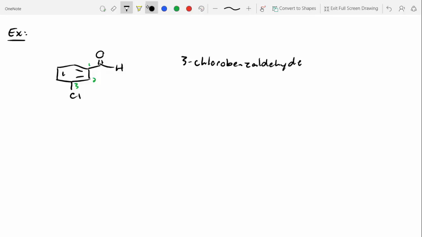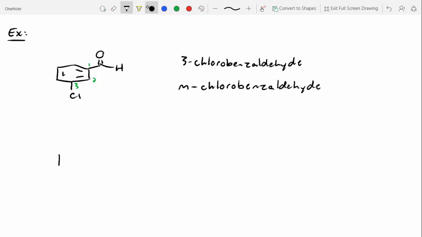What would the other acceptable name be? What would it be? Not quite. Para is when you've got things oriented opposite sides of the ring. Meta. All right, so you could call this m-chlorobenzaldehyde. Would you accept either one? Either one would be fine.